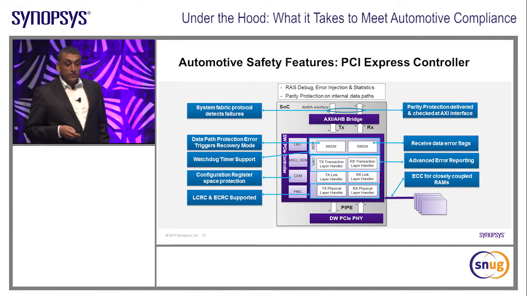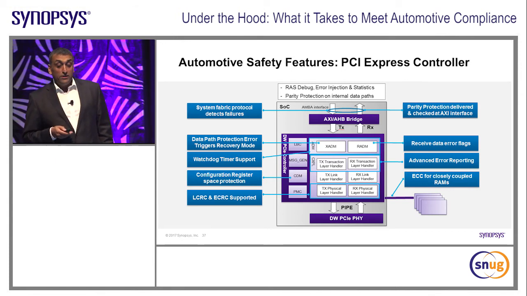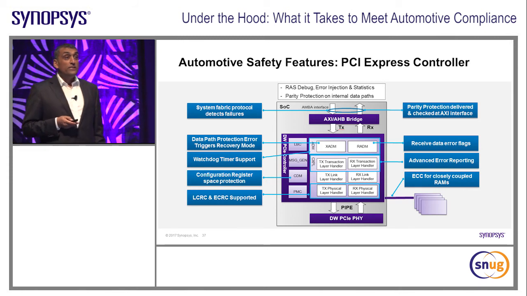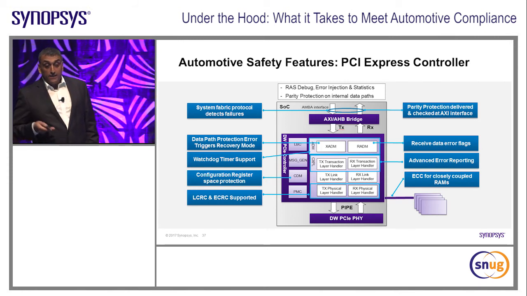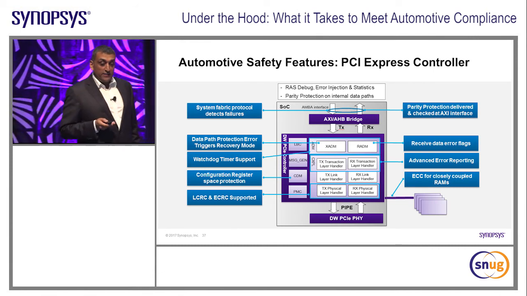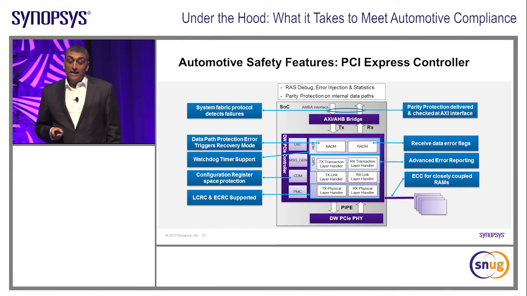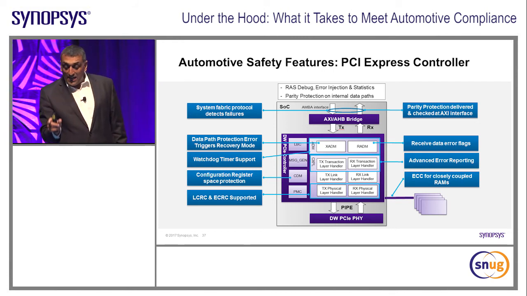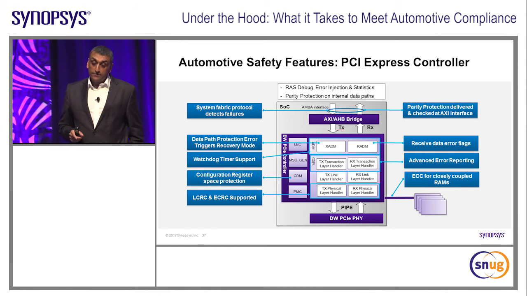This is the PCI Express Controller, again, including a bunch of automotive safety features. Okay? So at the top, you see this concept called RAS, reliability, accessibility, and serviceability. For debug, error injection, and statistics, we've also added parity protection for the internal data paths. And that actually goes through from the AMBA interface, through the AMBA bridge, right down into the individual blocks of the PCI Express controller up to the PIPE interface.